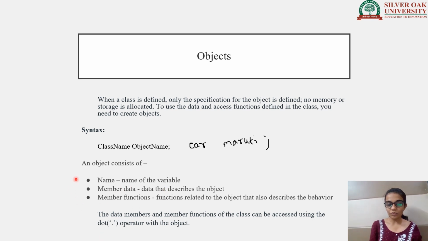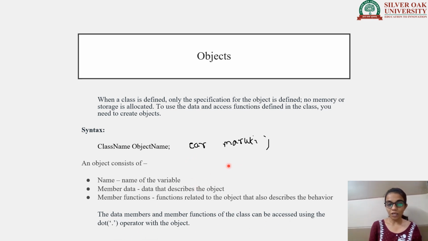Then what will the object consist of? The object will consist of a name, that will be the name of the variable, member data that describes the object, and member functions related to the object, which also describe the behavior. The data members and member functions of the class can be accessed using the dot operator.